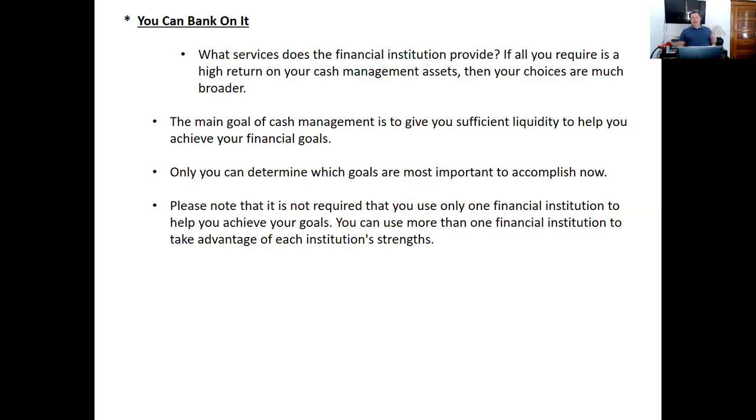Just know that the main goal of cash management is to give you sufficient liquidity to help you achieve your financial goals. And only you can determine which goals are most important to you to accomplish now. That's going to be on an individual basis.